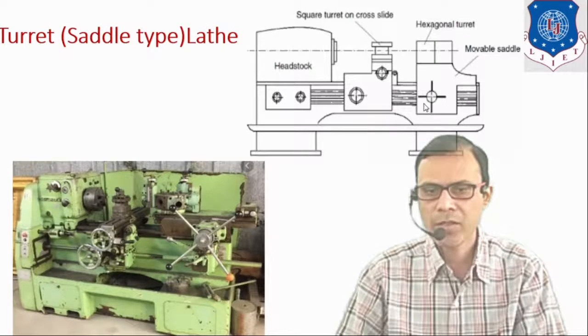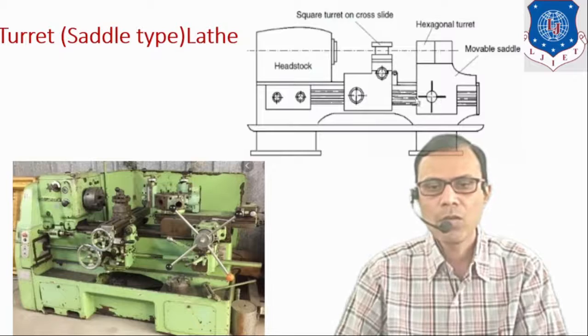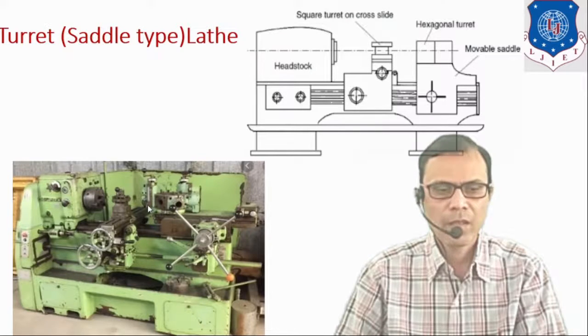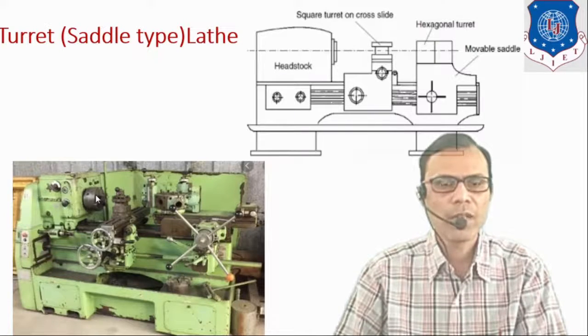So here it is shown. When we operate this hand wheel, this entire saddle can be moved on the guideways. It is the carriage assembly. This is the headstock, and this is the work holding device, the chuck.